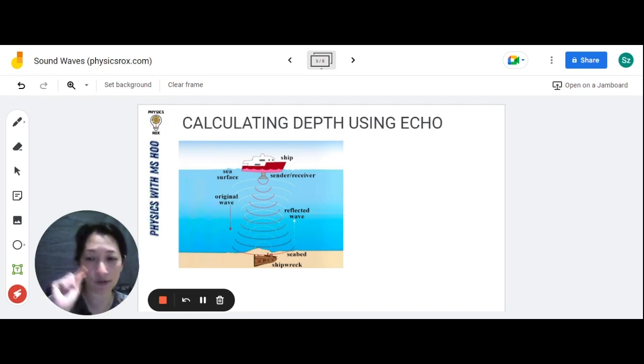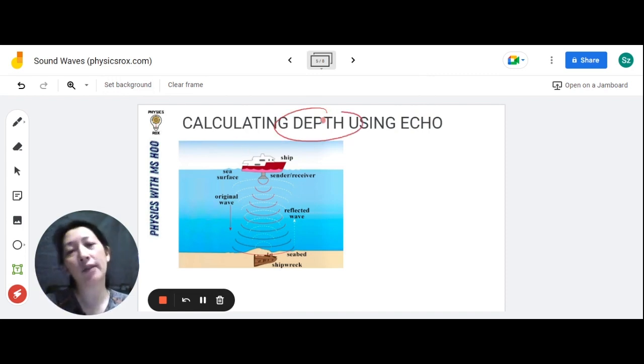So the same thing, it also uses reflection. However, because this is the sound waves topic, we're just going to focus on sound reflection. But for your information, for radar using microwaves, they also use the same kind of calculation. So how do we use this to calculate depth?